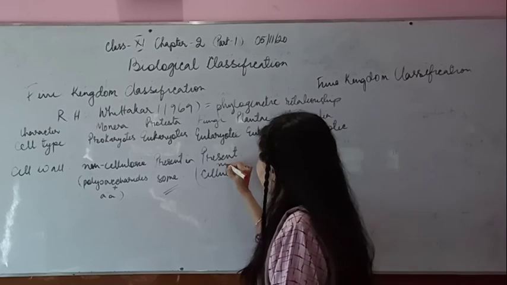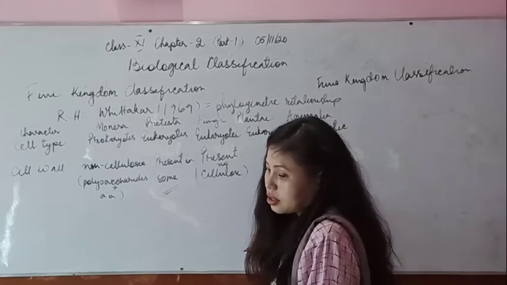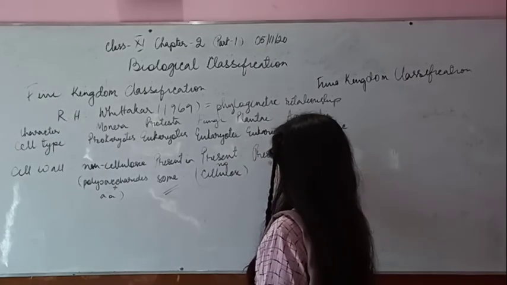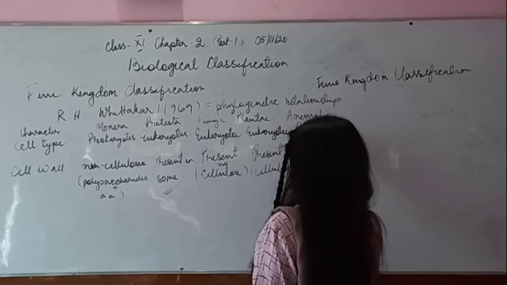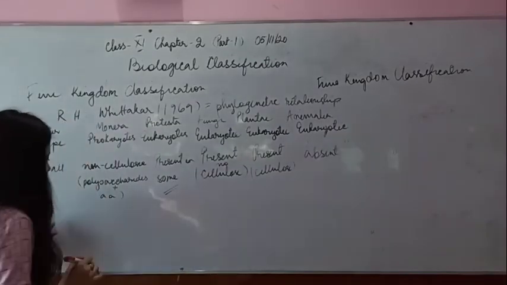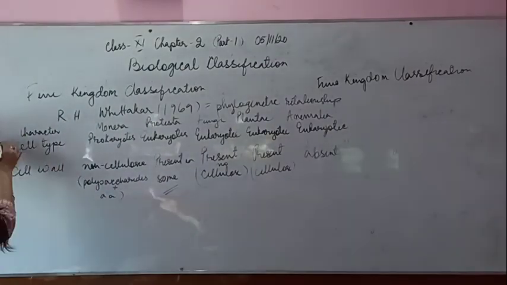The cell wall is present, but it is without cellulose. And in case of Plantae, the kingdom Plantae has a cell wall which is cellulosic in nature. It has cellulose. The cell wall is entirely absent in animals. Animal cells do not have any cell wall. Right? So this cell type is the number 1 character taken into consideration by Whittaker. Number 2 is cell wall.